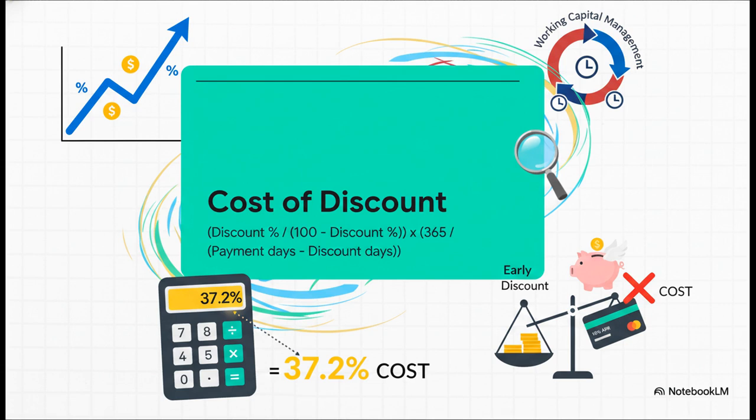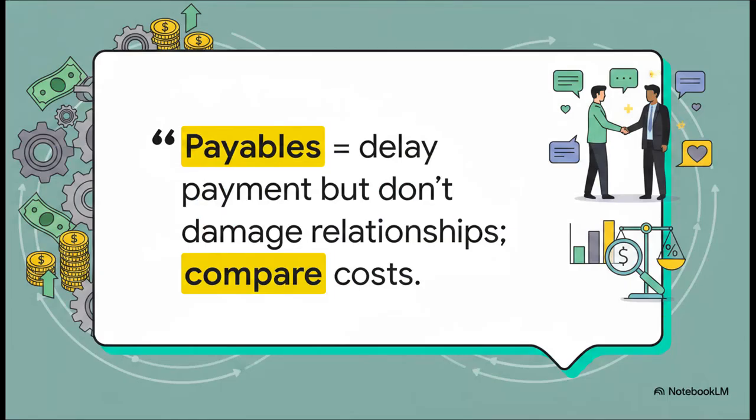Okay, let's use our example, a 2% discount for paying 20 days early. If you run those numbers through the formula, so 2 divided by 98 multiplied by 365 divided by 20, the annualized cost comes out to a massive 37.2%. What that means is ignoring this discount is the exact mathematical equivalent of borrowing money at a 37.2% interest rate. It is incredibly expensive to ignore. If your bank overdraft only charges you 10%, you should absolutely borrow from the bank just to take that early payment discount. No question.